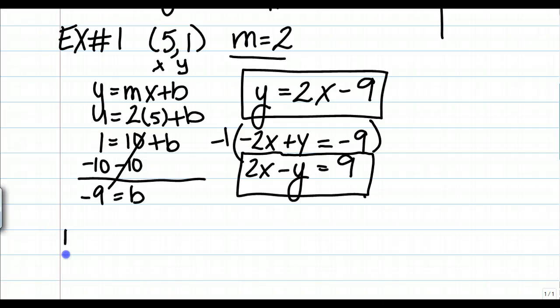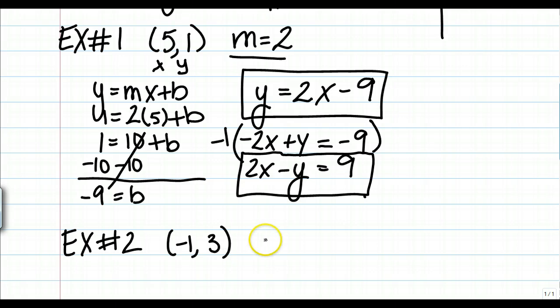Let's try another one, similar to this one. I'm going to do negative 1, 3 is my point. And I'm going to say that we have a no slope.